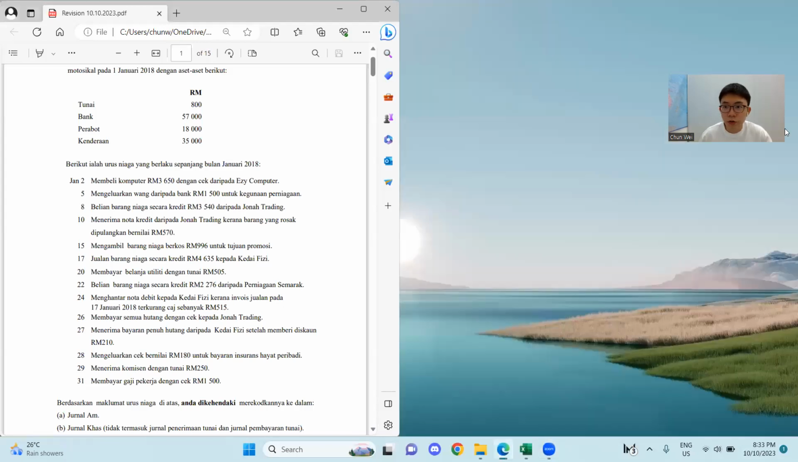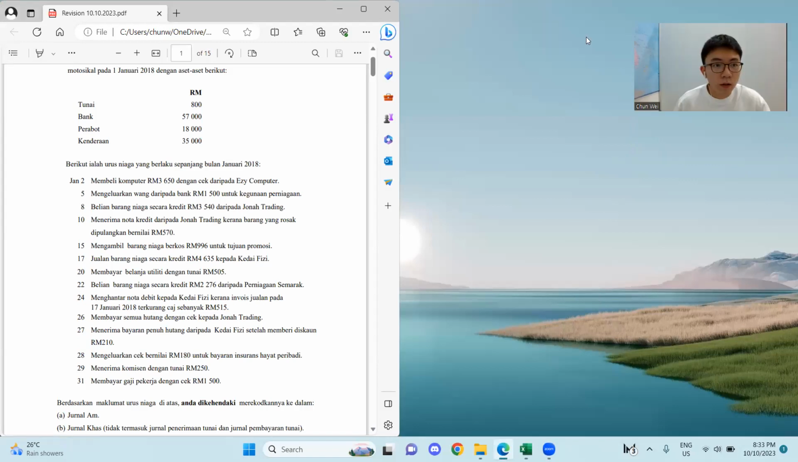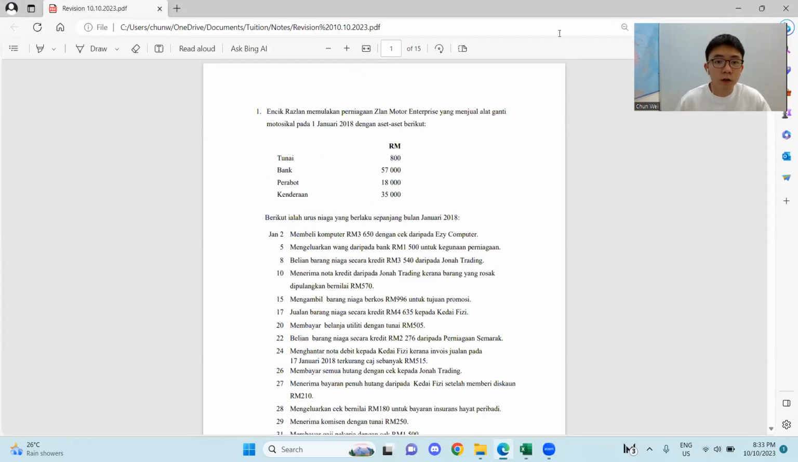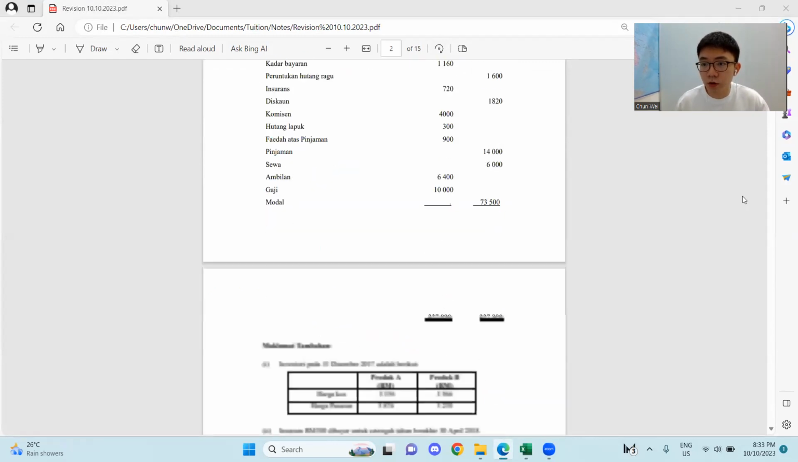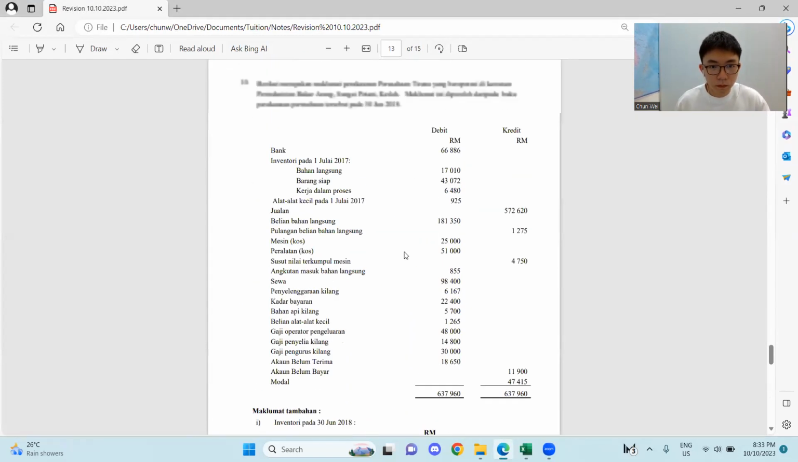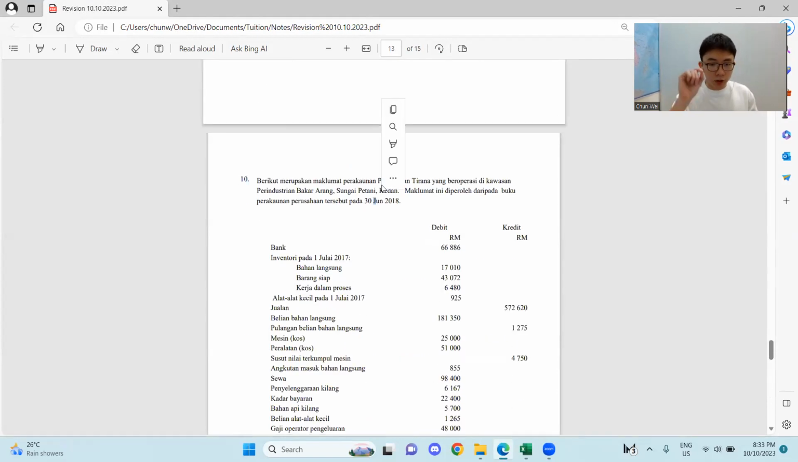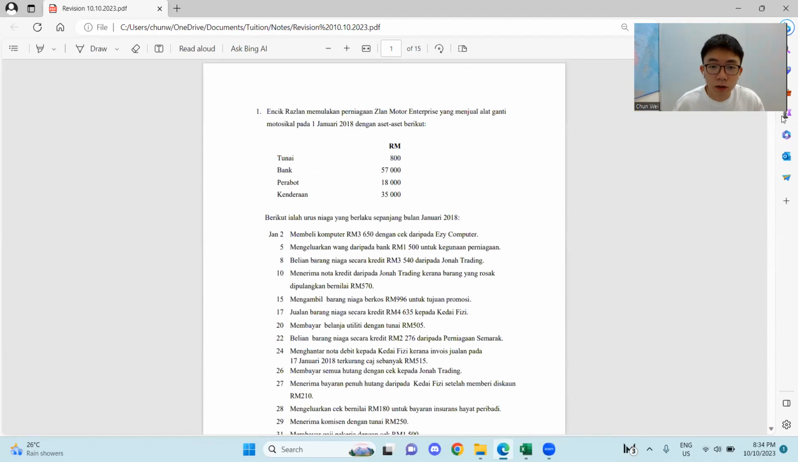So here we go. Can you see the screen? Okay, so this is the file that I've sent to you, titled the revision PDF. So you can see that here, in total, there are about 10 questions. Each question is a topic itself. So 10 questions means I'll be covering about 10 topics. Roughly, that means I'm covering about more than half of the syllabus for Form 4 and Form 5, all right?